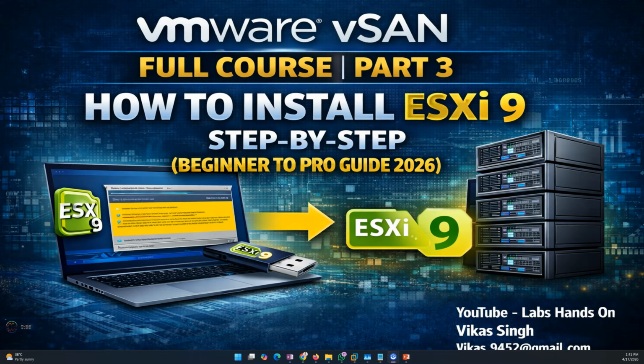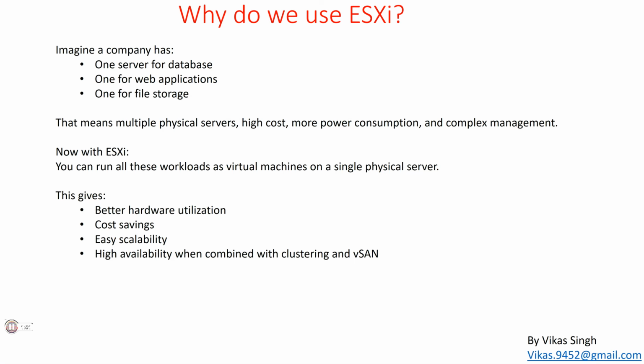So let's talk about the basics first. ESXi is the bare metal hypervisor provided by VMware. Bare metal means it's directly installed on the physical hardware, not on top of an operating system. So instead of installing Windows or Linux, ESXi itself becomes an operating system that manages the hardware and runs the virtual machines. So why do we need an ESXi host?